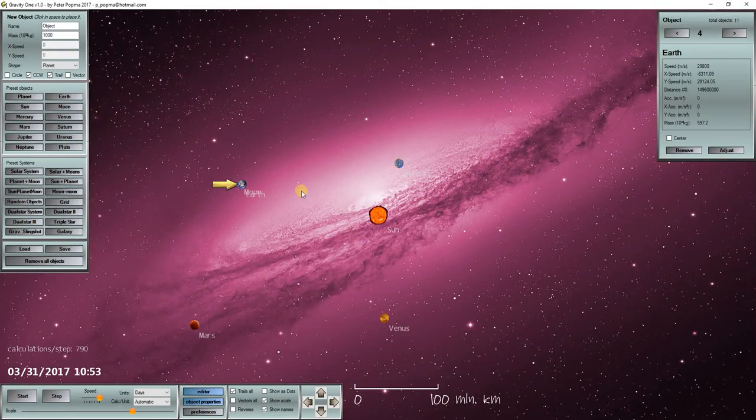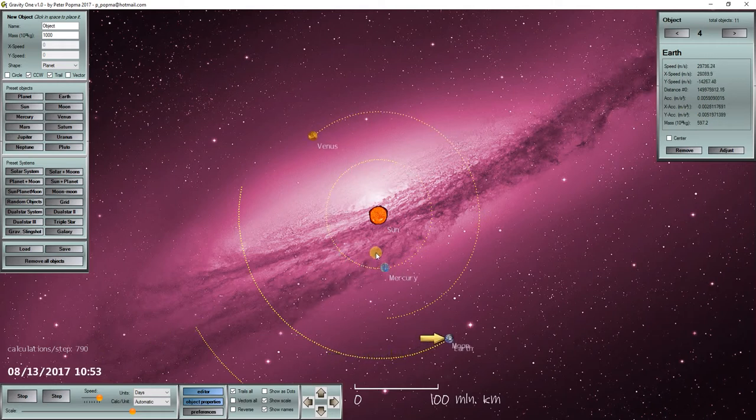As soon as the program has started up, we see the planets of our solar system at their current relative positions in space. Press Start to start the simulation. We see the planets orbiting the Sun.